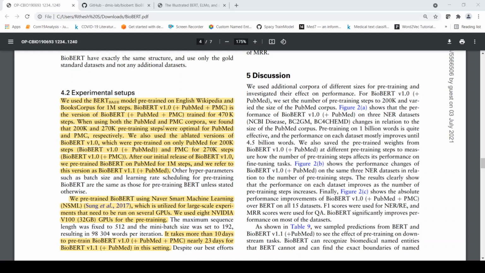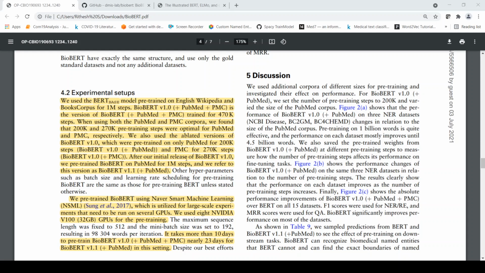So when they used both PubMed abstracts and PubMed Central corpora, they found that 200k and 270k pre-training steps were optimal for each of these datasets respectively. Okay. They have also published the results for ablated versions. Ablated versions means, I will explain later. So in one of the models, they have removed PubMed Central. In another model, they have removed PubMed. Okay. And different training steps also.